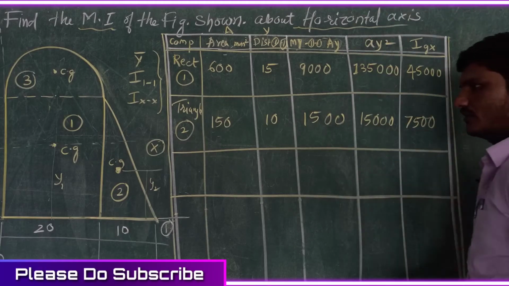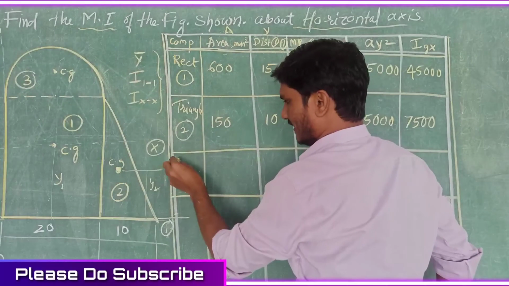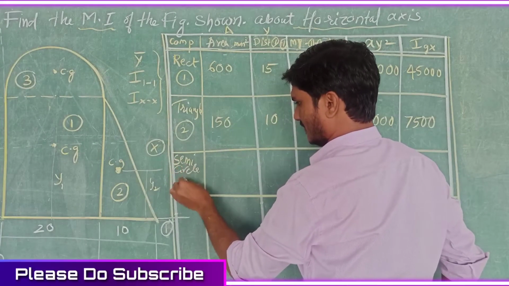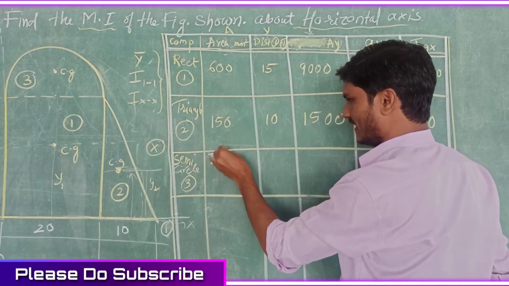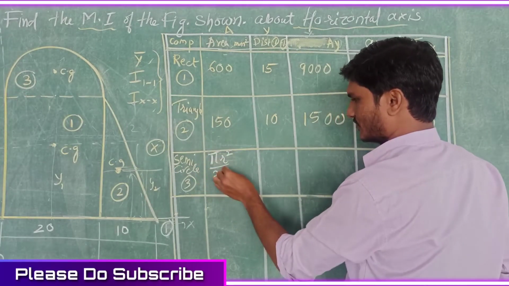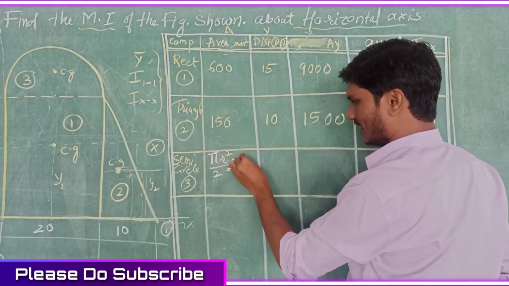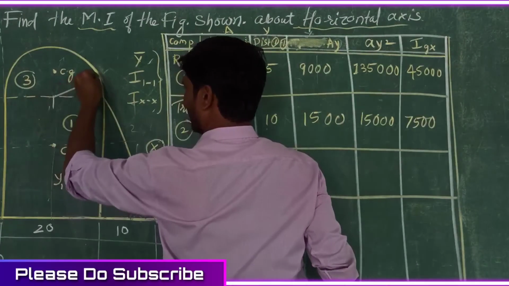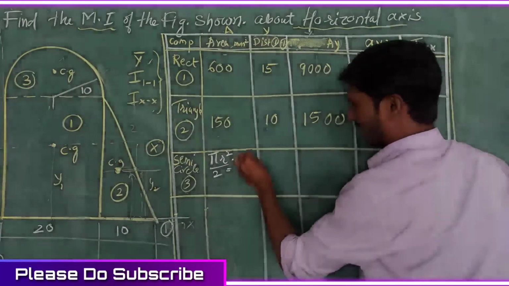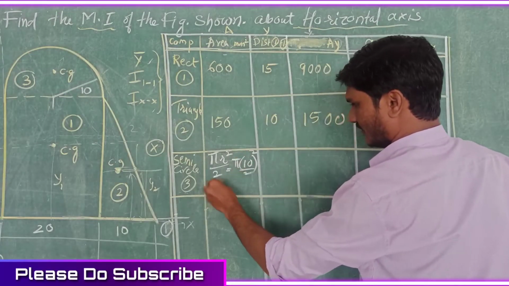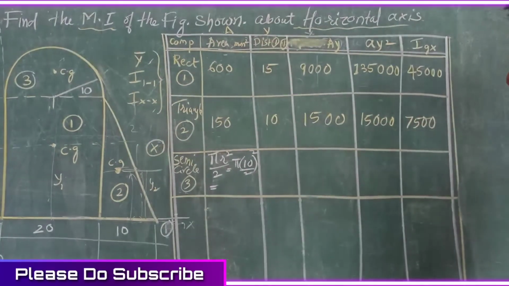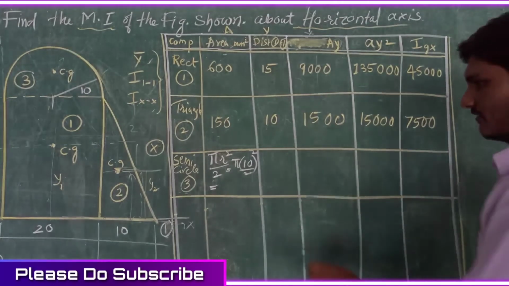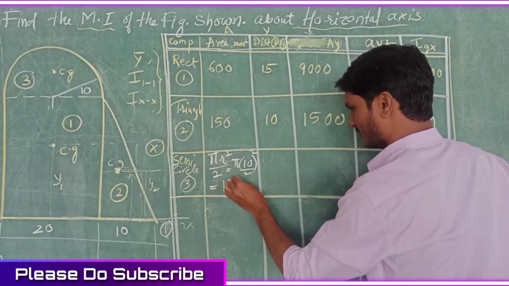Now again we will go to the third segment, that is a semicircle. For that semicircle, the area will be pi r square by 2. So substitute the value of pi. R is 10 for the semicircle. The total base is 20, so the radius will be 10. So pi r square by 2. So now you will get the area of the semicircle, that is 157.